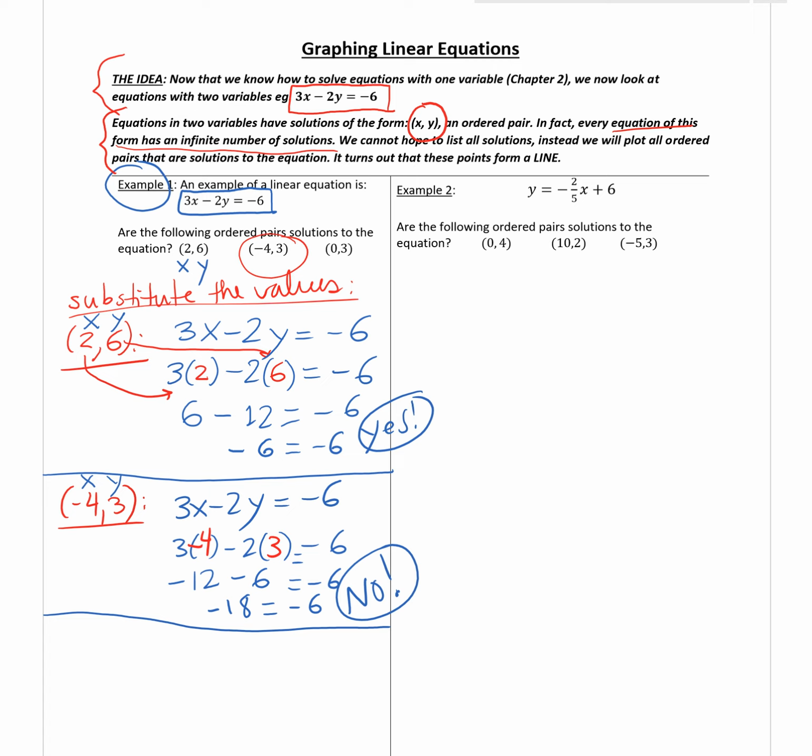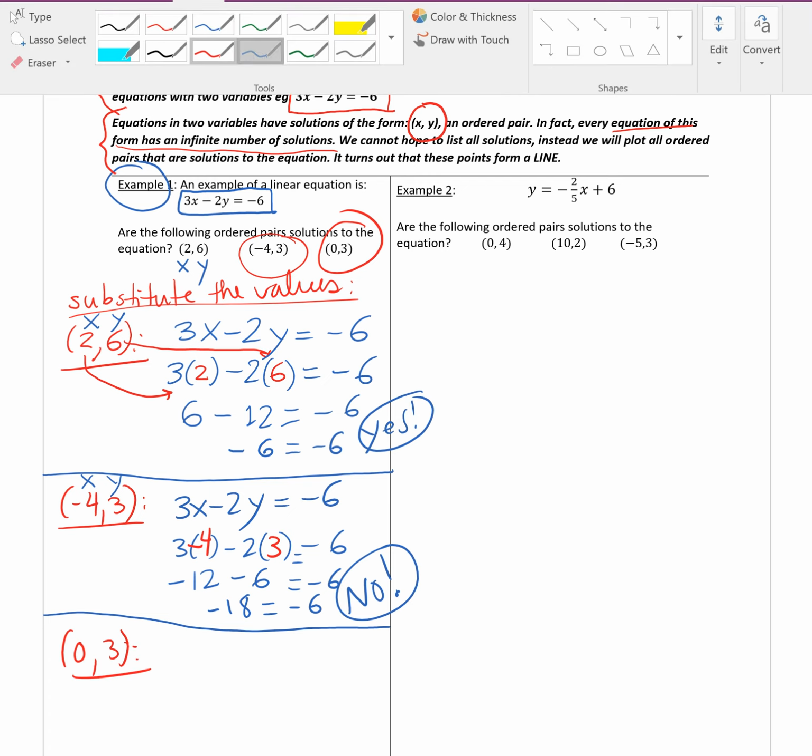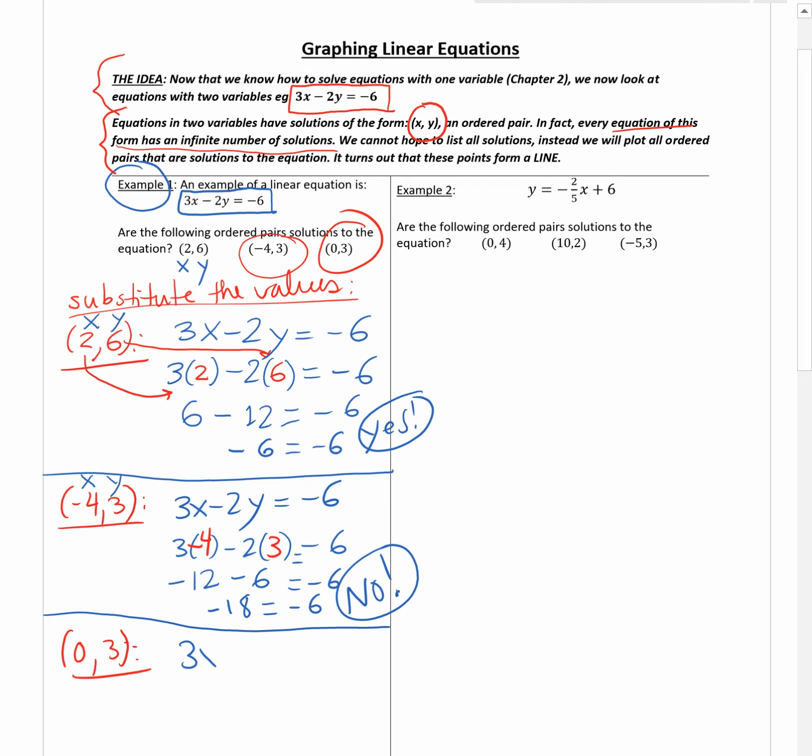Alright, we'll test the last one now, and we'll move on. The last point they gave us up here was 0, 3. Let's test that guy. And at this point, you're probably getting the hang of it, right? I'm just going to replace the x in this equation with the first number that I'm given here, 0. And I'm going to replace the y in this equation with the y-coordinate 3. And we'll see if we get a true statement or a false statement.